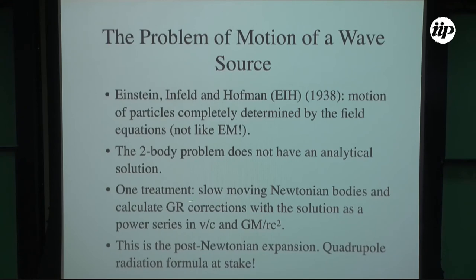So one possible treatment is having bodies that are moving slowly, calculate GR corrections, and express the solution in power series of slow velocities over the speed of light, v/c, and GM over R. So this is what is called the post-Newtonian expansion. It's beyond the scope of this, but it's extremely important.